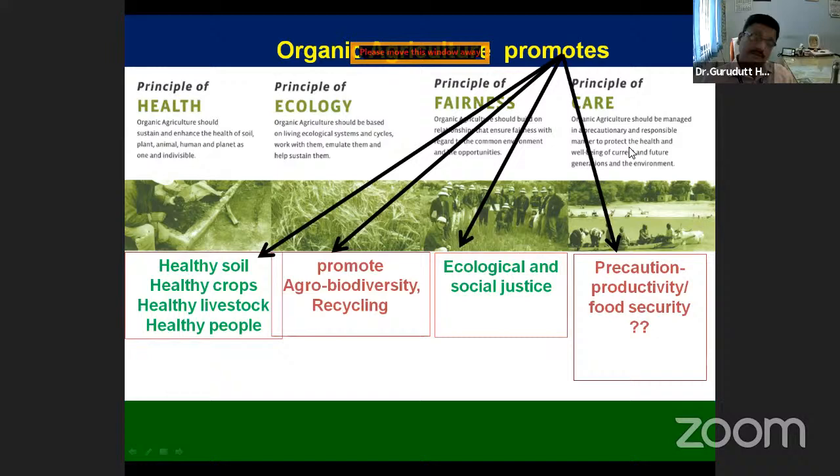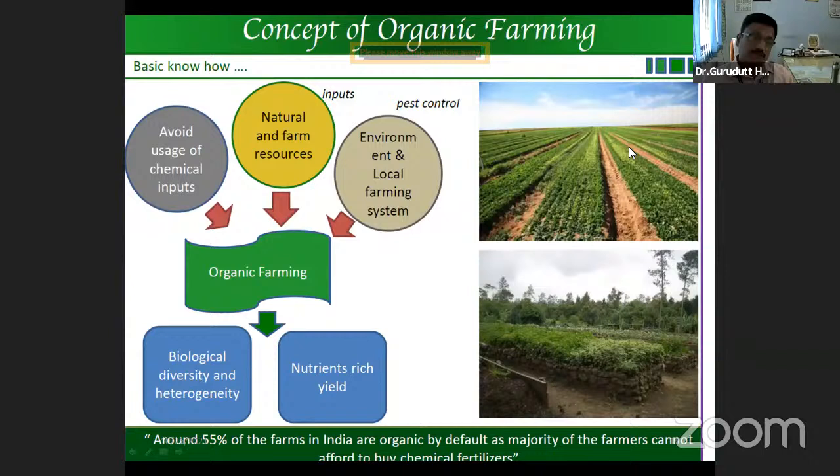And then it mainly avoids the usage of chemical inputs. We all know that organic farming does not use any synthetic fertilizers or pesticides. It uses natural and on-farm resources, following environmentally friendly local farming practices to encourage rural farmers to go for organic farming, and mainly concentrates on biological diversity and heterogeneity. It also takes care of nutrients through the application of organic manures like vermicompost, farmyard manure, compost, neem cake, any animal manure, and green leaf manures. All those things will contribute to the enrichment of the soil as well as the biological diversity of the soil.